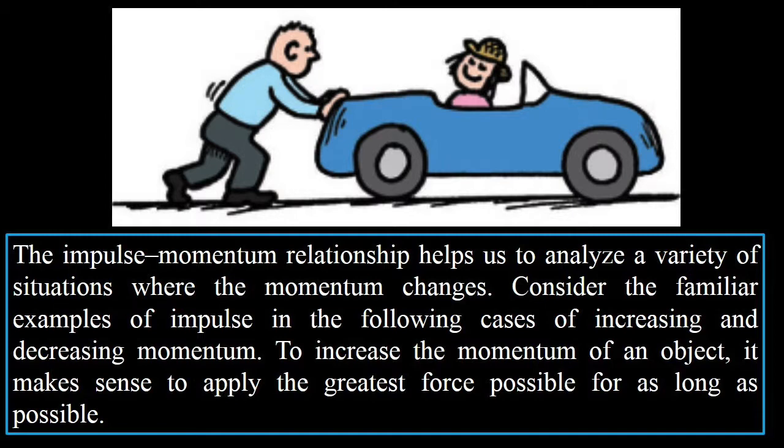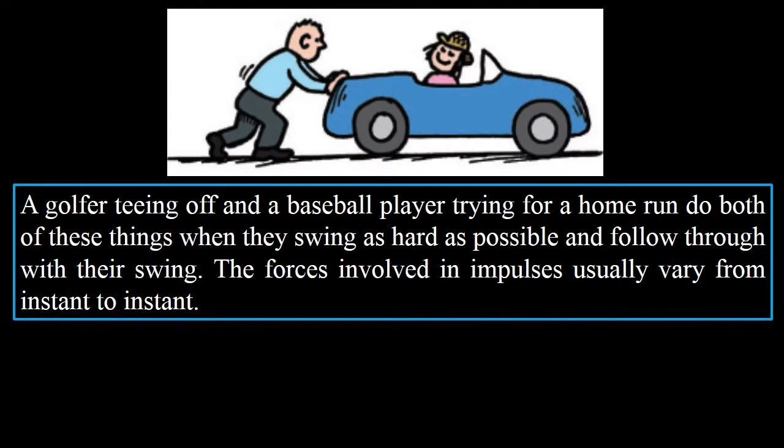The impulse-momentum relationship helps us to analyze a variety of situations where the momentum changes. Consider the familiar example of impulse in the following cases of increasing and decreasing momentum. To increase the momentum of an object, it makes sense to apply the greatest force possible for as long as possible. A golfer teeing off and a baseball player trying for a home run do both of these things when they swing as hard as possible and follow through, very important, follow through with their swing.